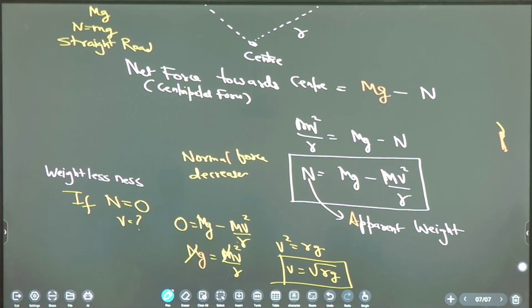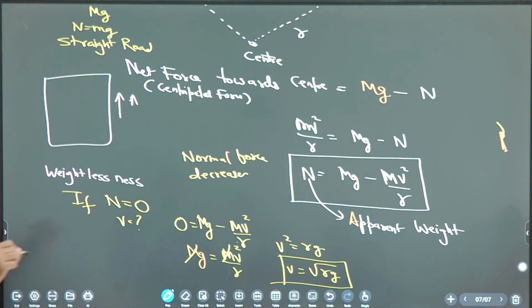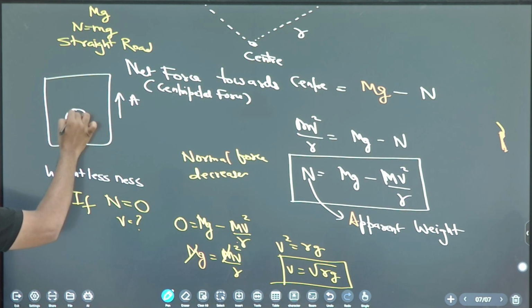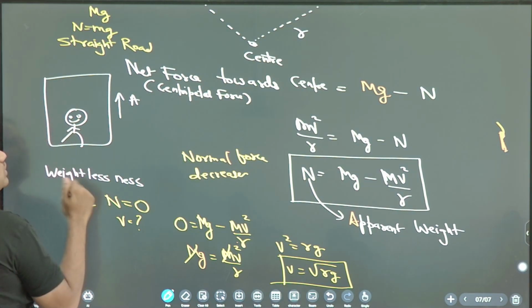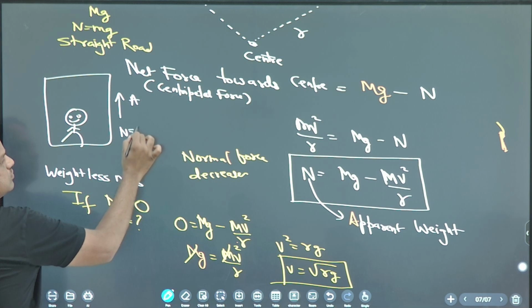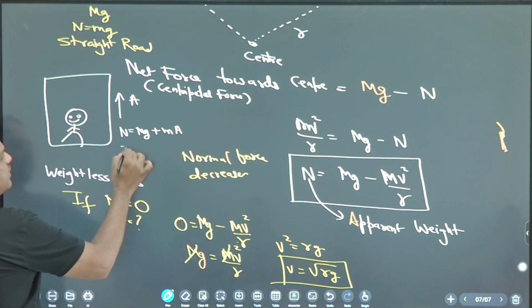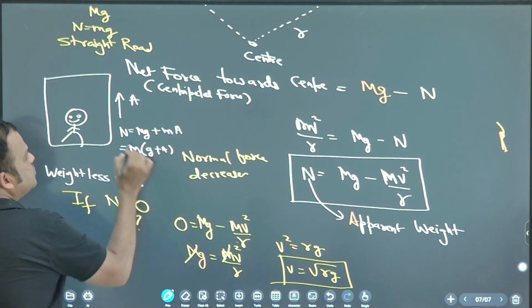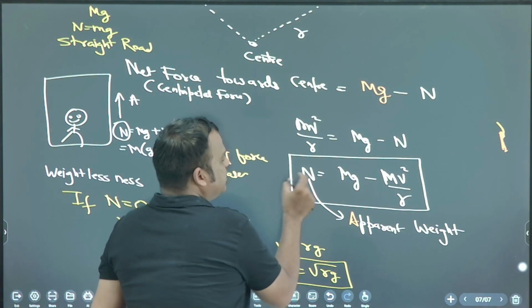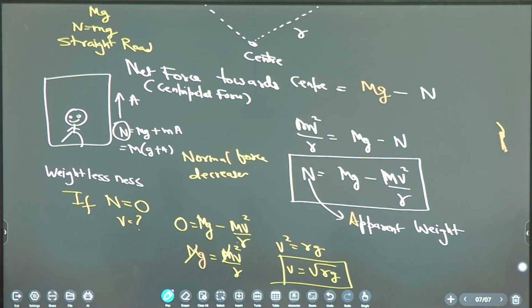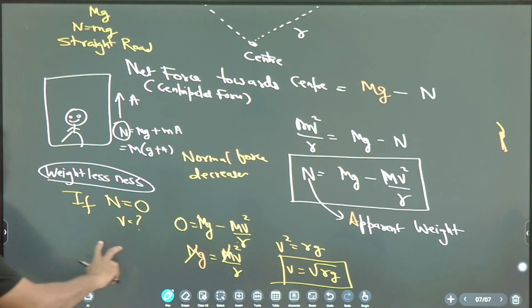Are you getting? Remember, we have done this in lift. Suppose the lift is accelerating upward. Then what is the actual weight? First you tell, what is the actual weight? Mg. And what is the apparent weight? Mg plus ma, correct. m into g plus a. So normal means apparent weight. Remember, it is the normal which will give you the feeling of weight. If normal becomes 0, it means you will experience weightlessness. Correct?